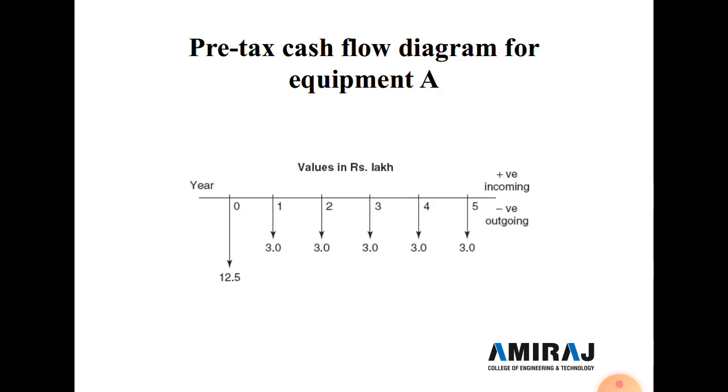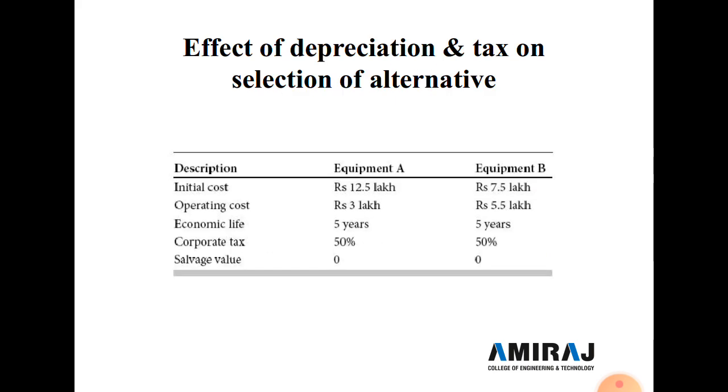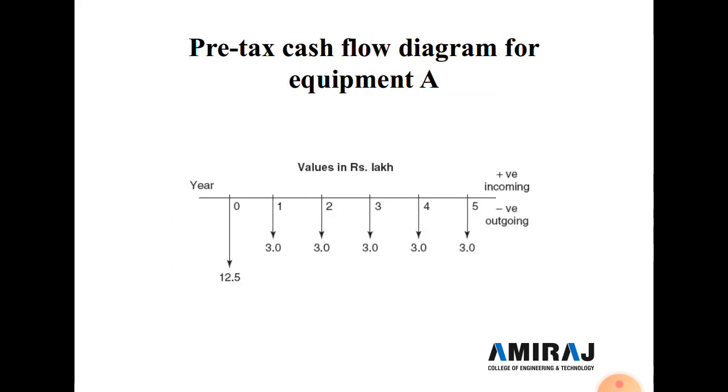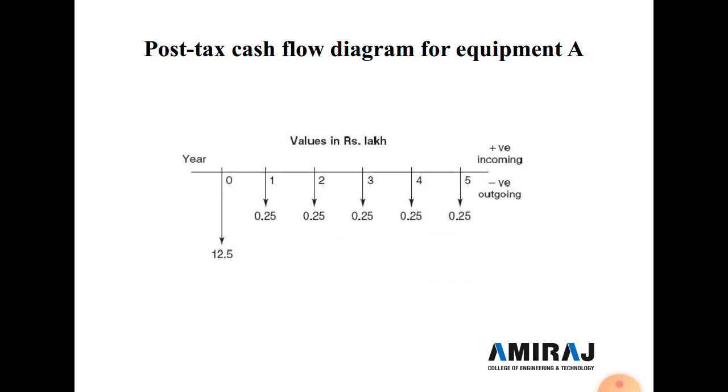Now for equipment A, the pre-tax cash flow diagram looks like this. This line shows the years and values in rupees lakh. In year zero, we purchase the equipment for 12.5 lakhs. From our side it's a negative value, because it's an outgoing value. Then every year the operating cost is 3 lakh, which is outgoing from our side: first year 3 lakh, second year 3 lakh, third year 3 lakh. Similarly, the equipment is used for 5 years, with 3 lakh operating cost each year. This diagram is the cash flow diagram for the equipment.